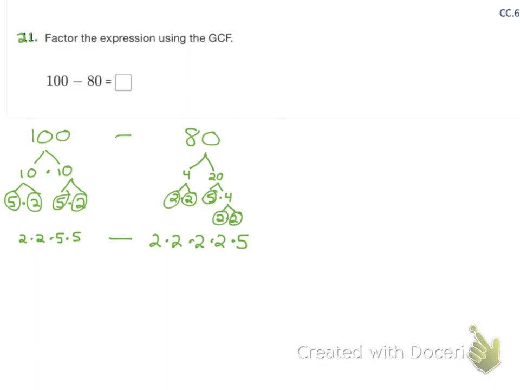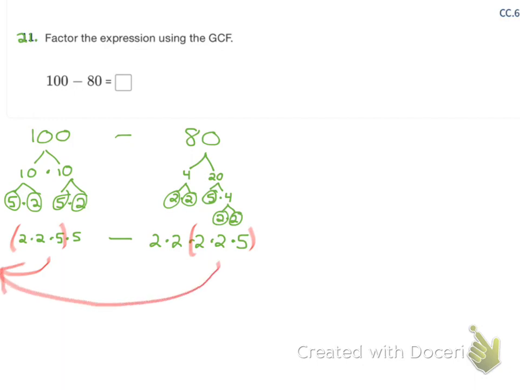Now I'm going to look, and I'm going to group whatever they have in common. I notice that they both have two twos and a five. So I'm going to put that in parentheses, two twos and a five. That's what they have in common. That is going to be their greatest common factor, 2 times 2 times 5. That is what I'm going to put in the front. I'm going to factor it out of the expression.